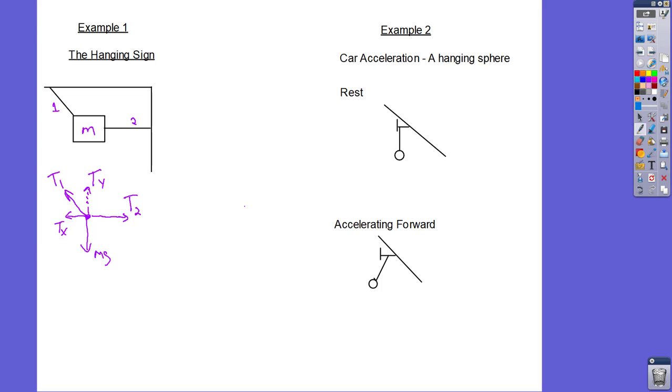Ty, okay, and then so the relationships, oh, we're at rest, so that means that the sum of the forces has to equal 0, or I like to say up and down forces have to equal each other, left and right forces have to equal each other. So again, you can come up with these relationships that Tx is equal to T2 and Ty is equal to mg. Okay.